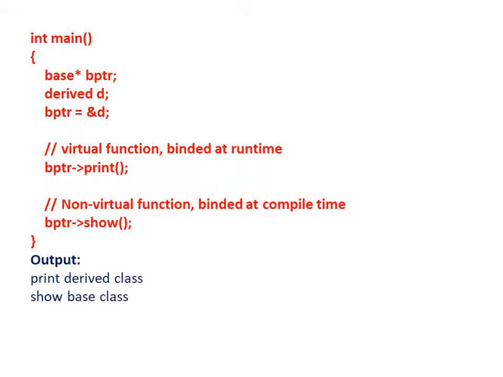So this is my main program. Base star bptr: Base is the class name, that is the class name of the base class, and star bptr is the pointer name which I am declaring. And for the derived class, I have created an object: D is the object of the derived class. Now I am assigning the address of this derived class object to my base pointer. See here in this third statement, I am assigning the address of the derived object to my base pointer.